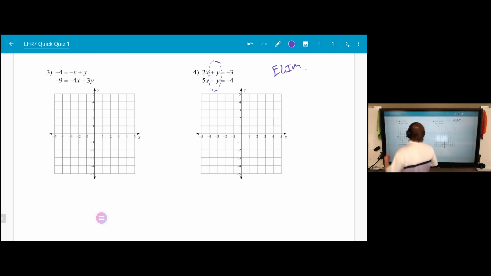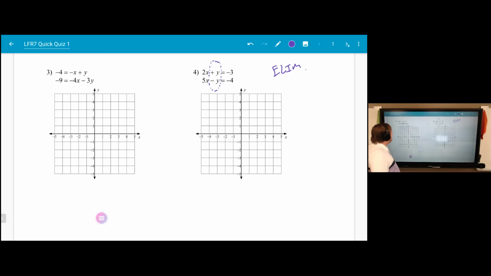Number 3 is an interesting case. I could really make a case for any of these. I could make a case for substitution. I could solve for y and plug that into the second equation, or solve for y in the first and plug it in for the second. I could graph: I could solve each of them for y and get slope-intercept form.